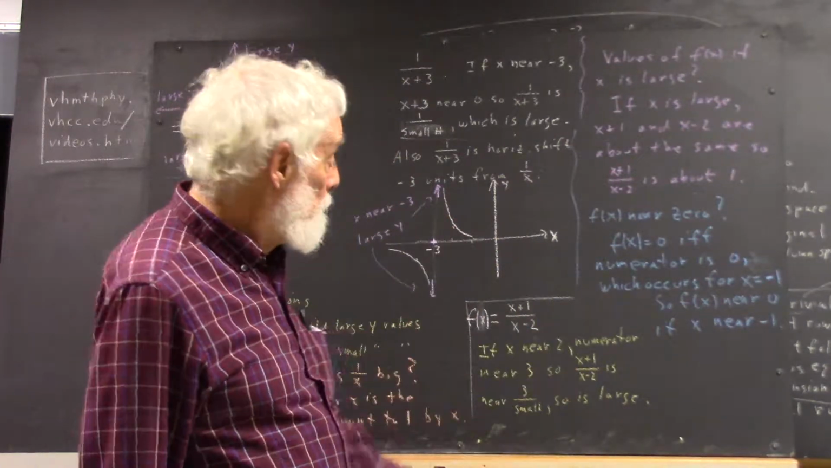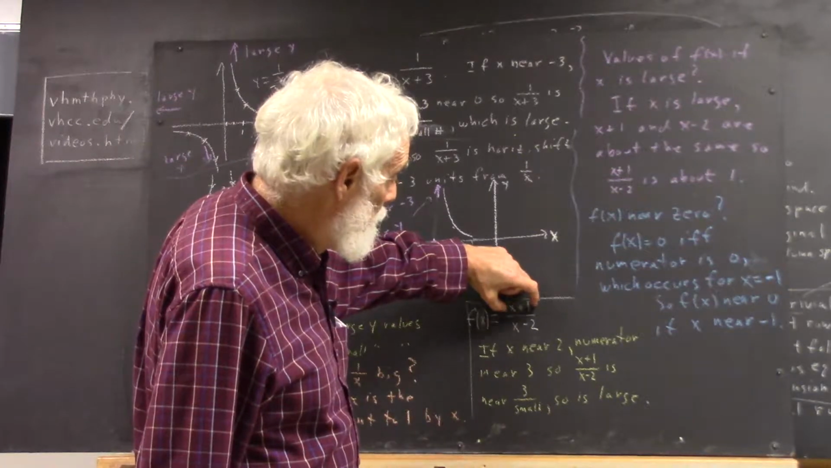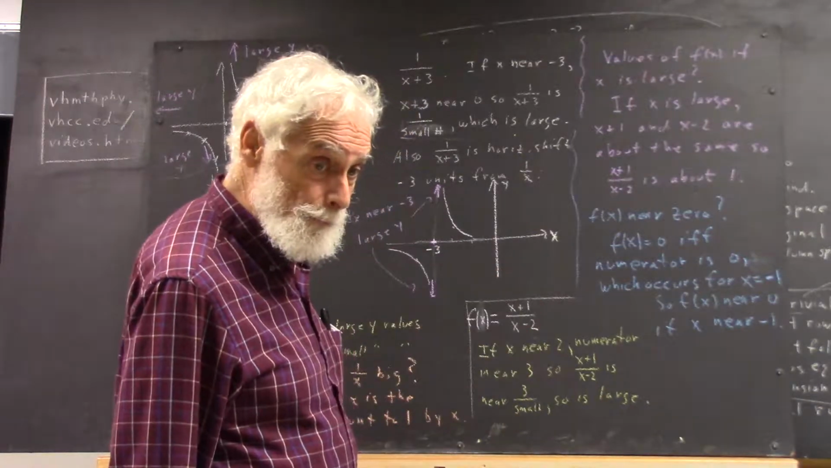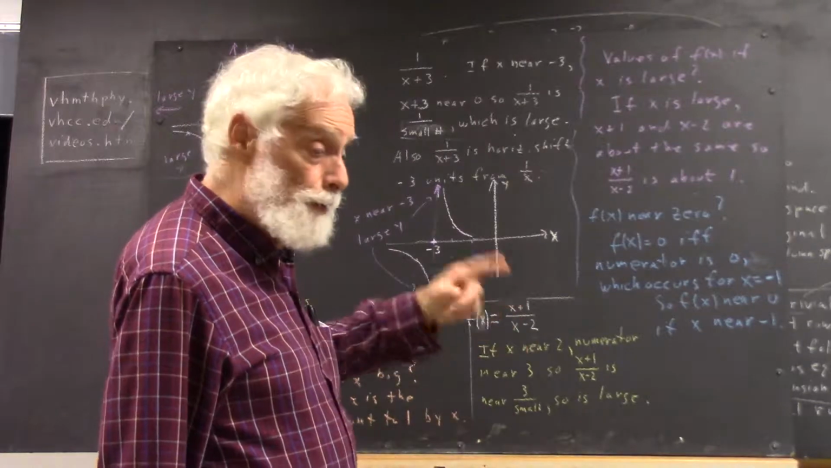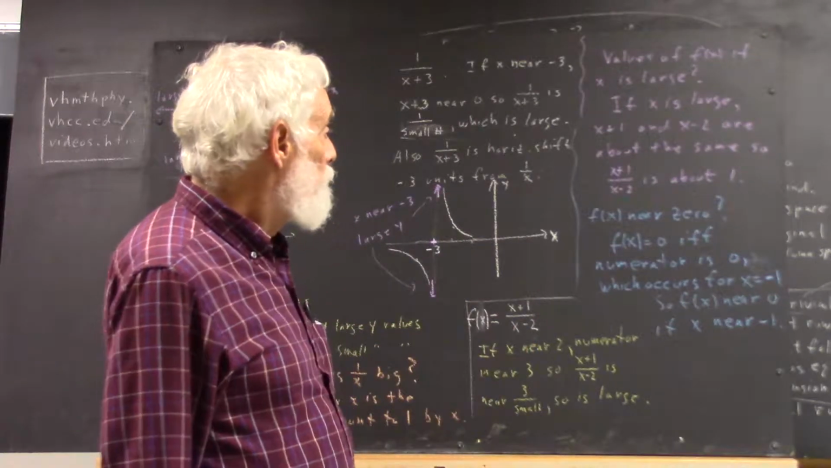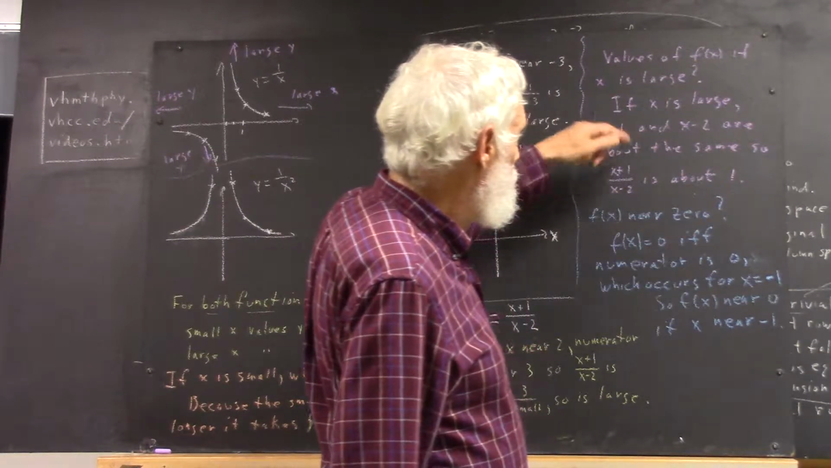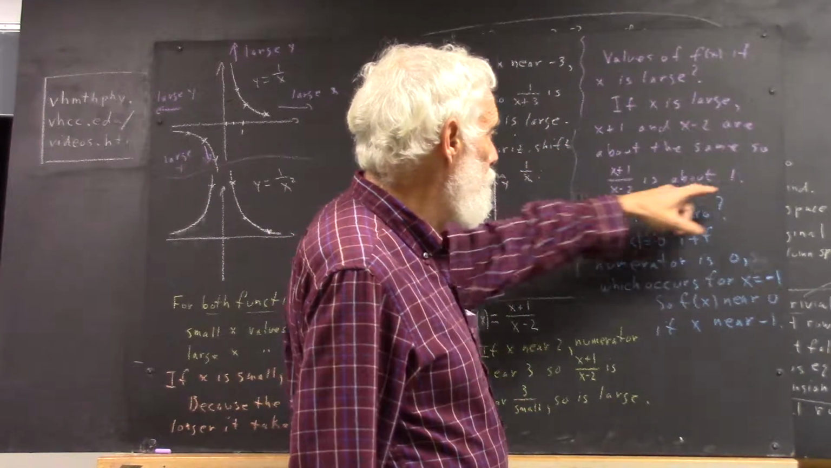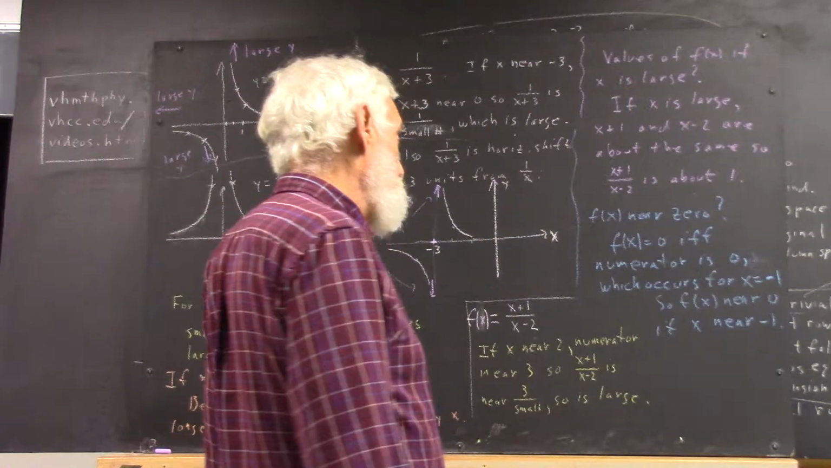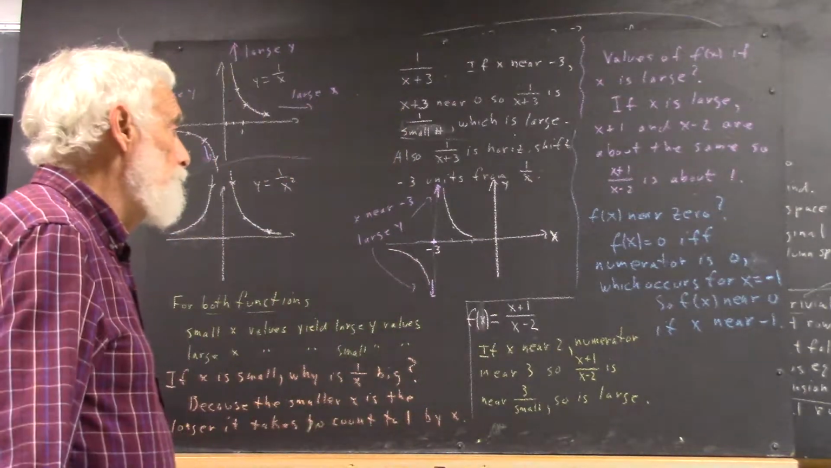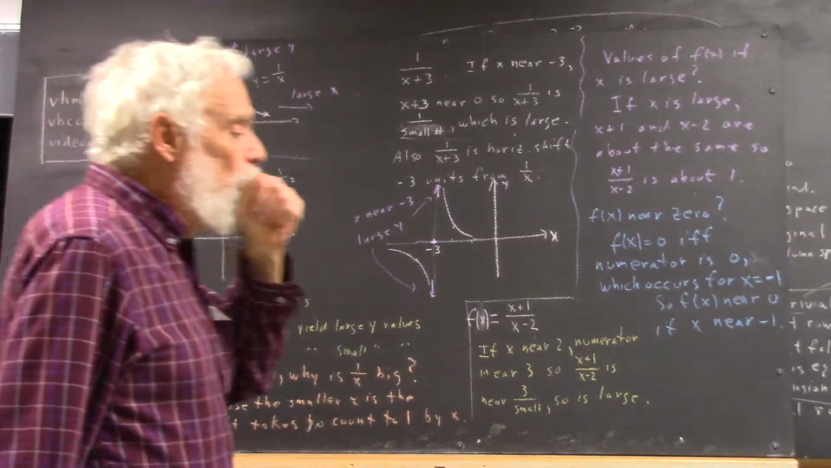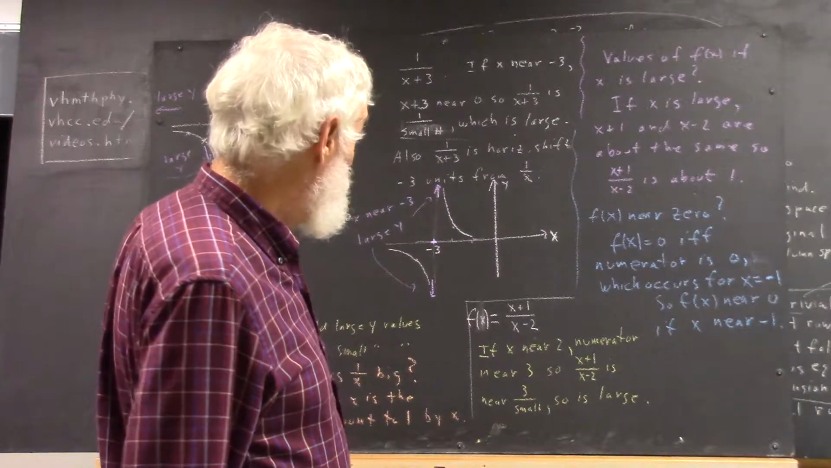So when x is really big, there isn't much difference between the numerator and the denominator, and the quotient is going to be close to 1. So if x is large, x plus 1 and x minus 2 are about the same, so x plus 1 over x minus 2 is about 1. Okay, what else can we find? Well, we always want to find the zeros of a function.